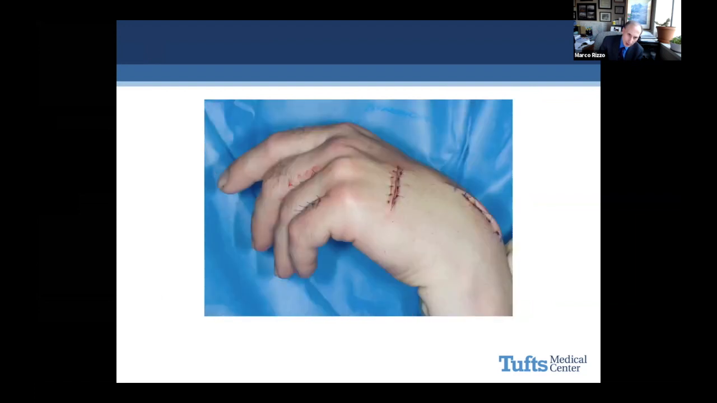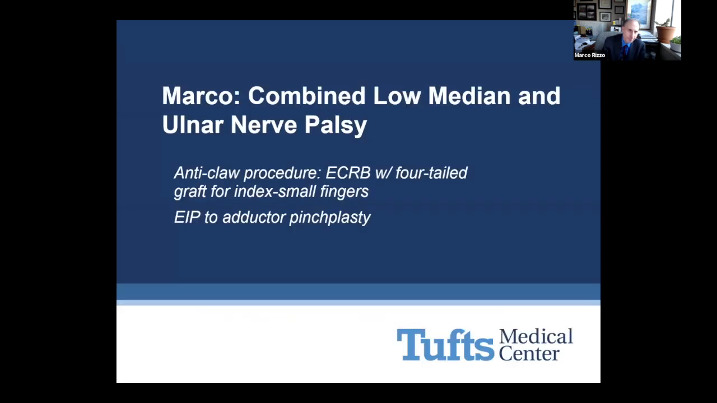And interestingly, the tenodesis effect in this case is going to be counterintuitive. You're going to need to flex the wrist to try to get extension of the IP joints, and that's an important take-home point as well.